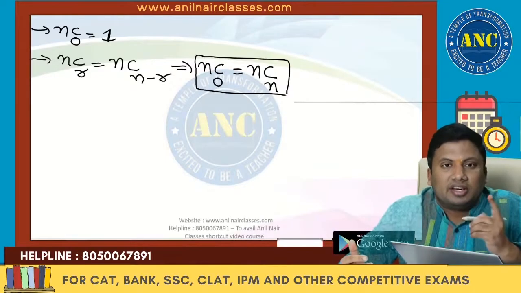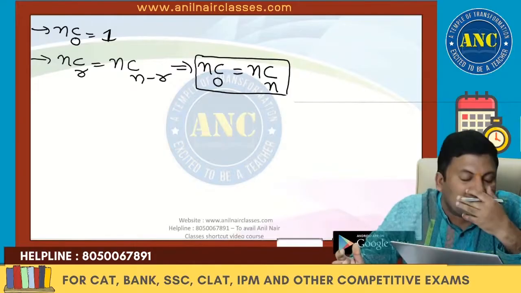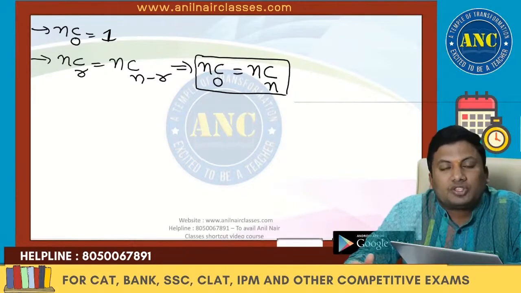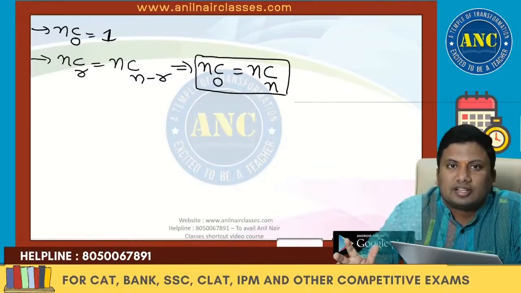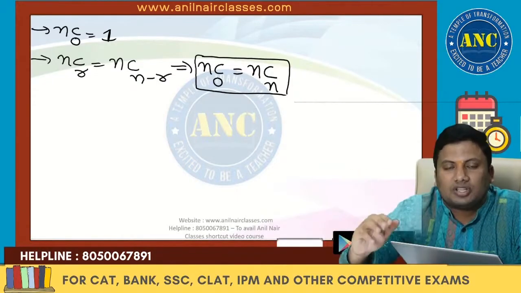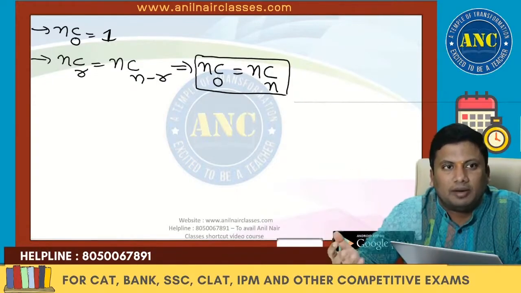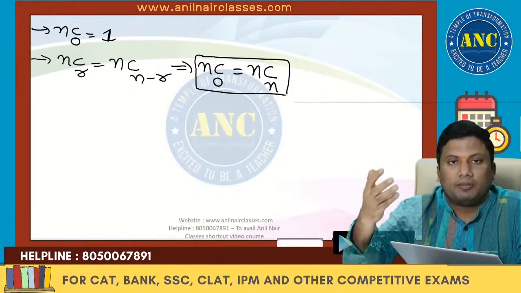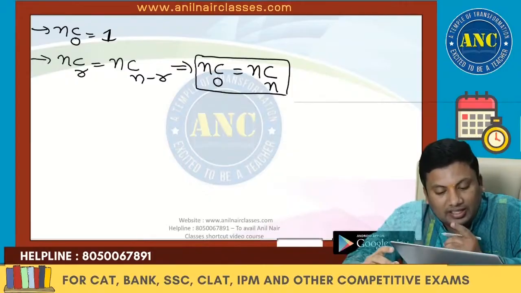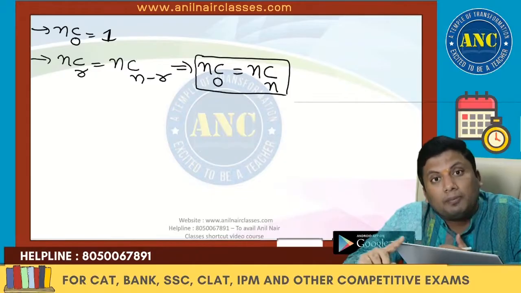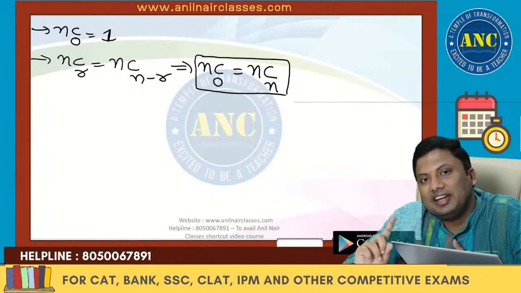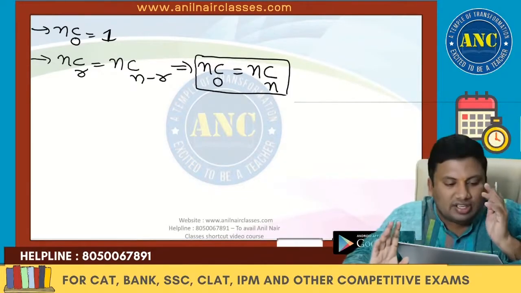So I entered the class. All 100 students are sitting in the class. I made an announcement: today there is no class. We all are going for a movie, which of course I will never do in my lifetime. So all of them left the class. Out of n, selecting 0 is nothing but rejecting n. Selecting n is nothing but rejecting 0.